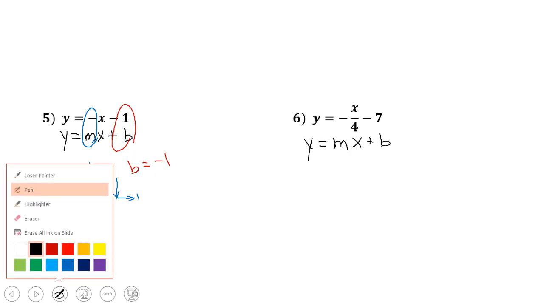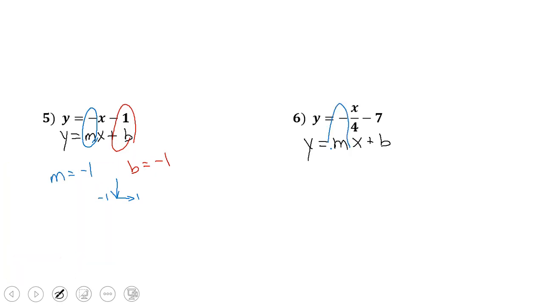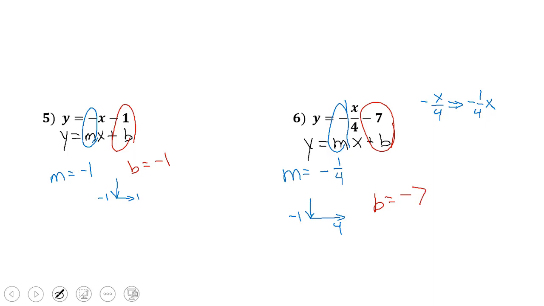And so our slope looks a little different this time. Our slope is negative 1/4. Remember, negative x over 4 can be written as negative 1/4 x. So there is a 1 next to that x. There's always a 1 next to a variable that doesn't have any other number. So our slope is equal to negative 1/4. And what does that mean? That means that line is falling 1 and running 4 between 2 points. And where is the intercept? Where does it cross the y-axis? That is correct, -7.